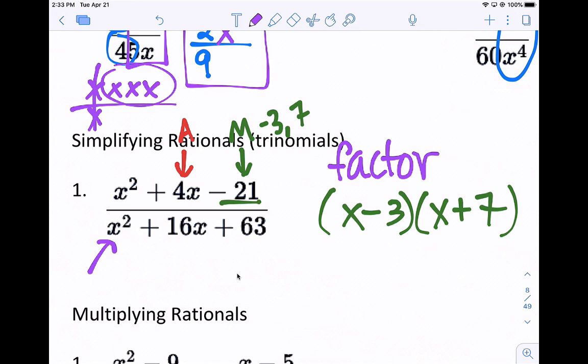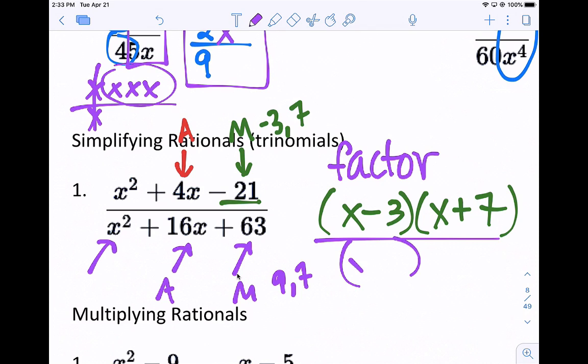Again, it's just a 1x squared, so we can use this guess and check. It multiplies to 63 and adds to 16. Factors of 63 include 1 and 63, but that won't work. 9 and 7 does work. So 9 and 7 multiply to 63, and they add to 16. So let's put that here: x plus 7, x plus 9.